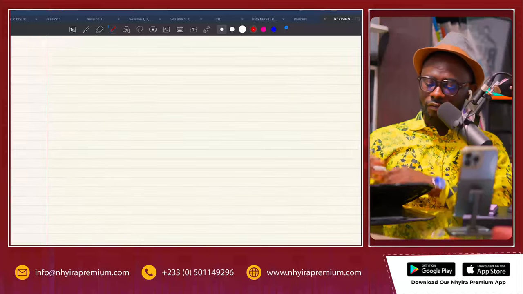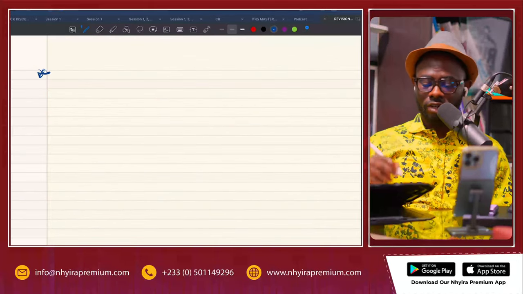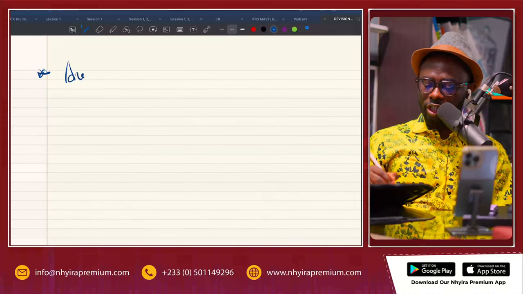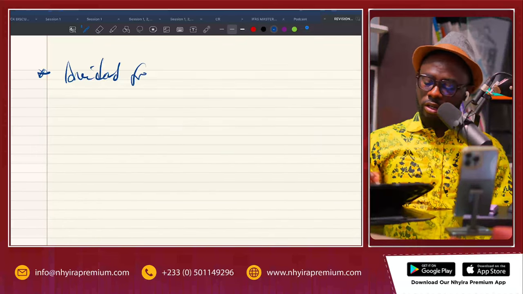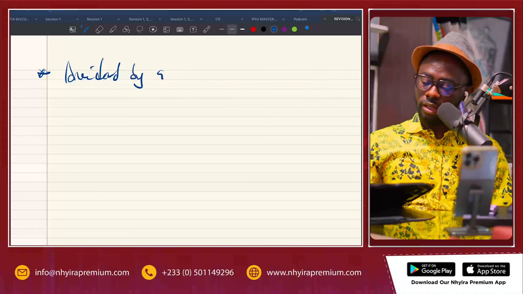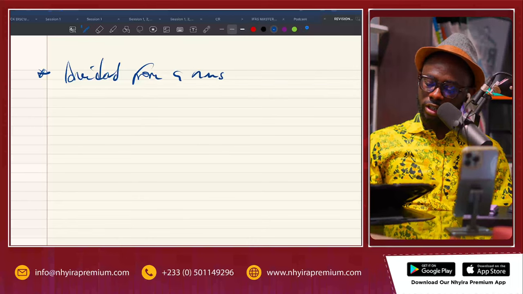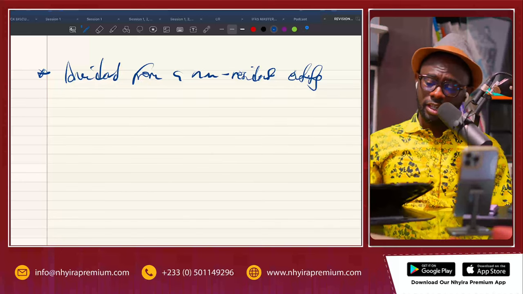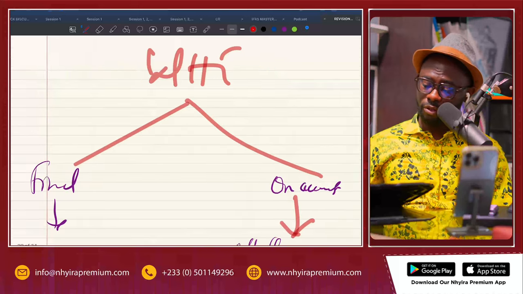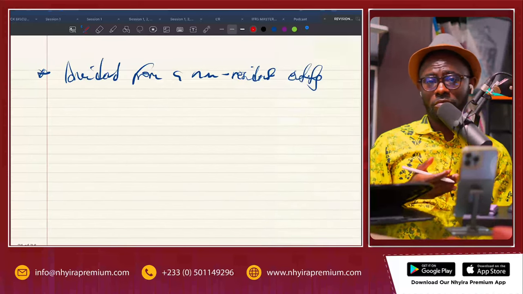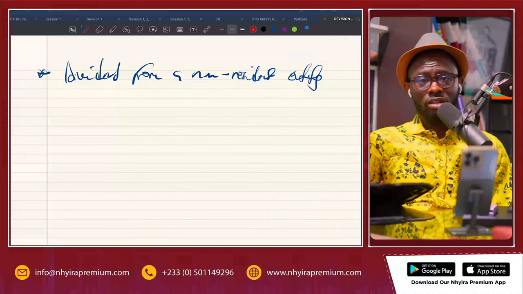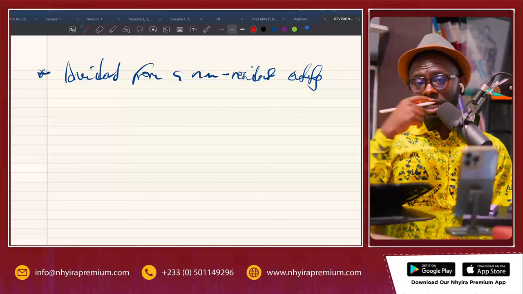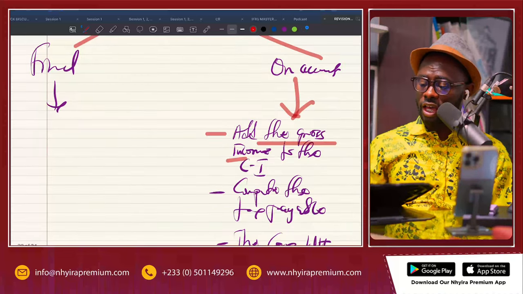The second thing is if the entity receives dividend from a non-resident entity. So if they receive dividend from a non-resident entity, then we follow the principle we discussed here. It's on account. So a Ghanaian company that has an investment in Nigeria and receives dividend from that company in Nigeria, it will be treated on account.